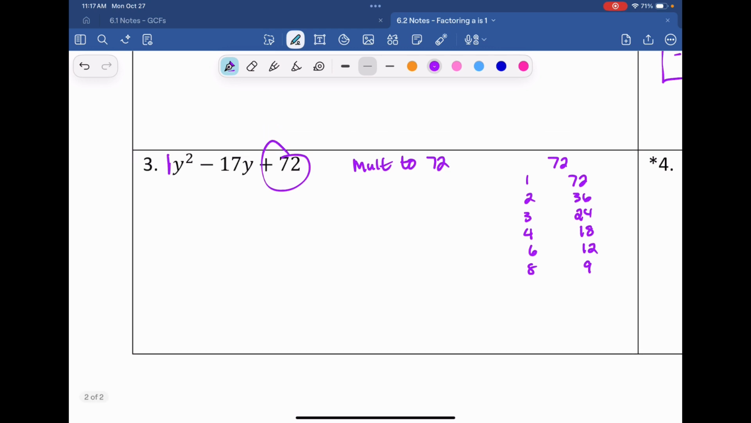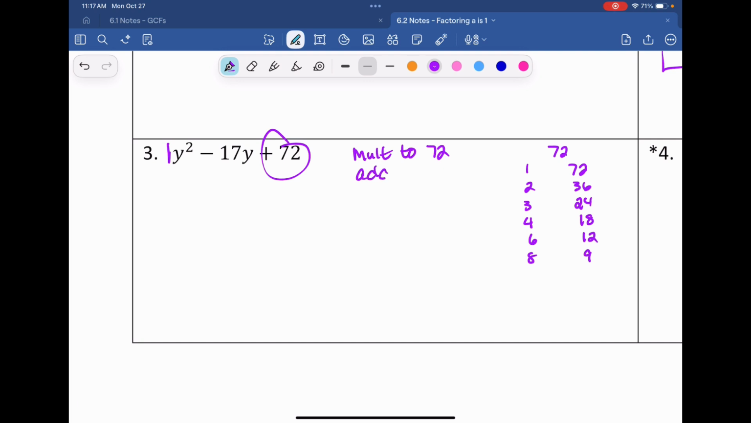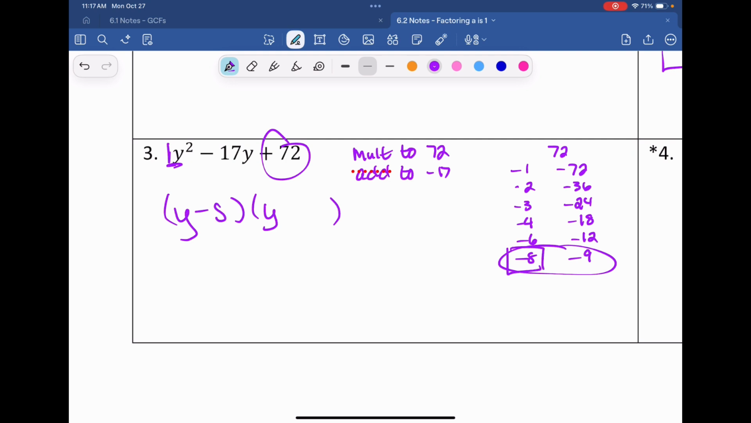Okay, we also know because it's a positive 72, but adds to negative 17, that both factors have to be negative. And I can see the factor pair right there that adds to be negative 17. So I got y squared, so y times y, minus 8, minus 9.